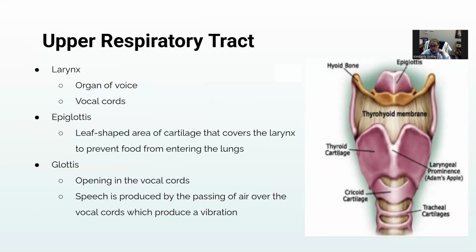And then you have the epiglottis. That's that leaf-shaped area of cartilage that covers the larynx to prevent food from entering the lungs. And then you have the glottis. That's the opening to the vocal cords. So speech is produced just by passing air over those vocal cords and produces vibration. So whenever you talk, this is just air going through.